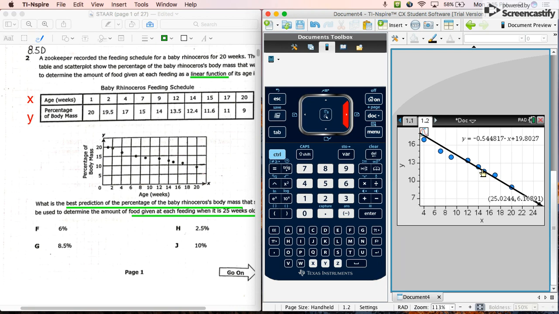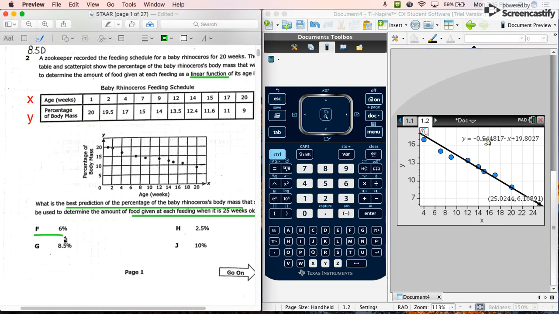So there's 25.02 and here's 24.68. If I look, they're both pretty close to 6. I mean, they're almost at 6. They're right there with 6, okay? And they're both pretty close to 25. So that means that my answer then is going to be F, 6%, okay?